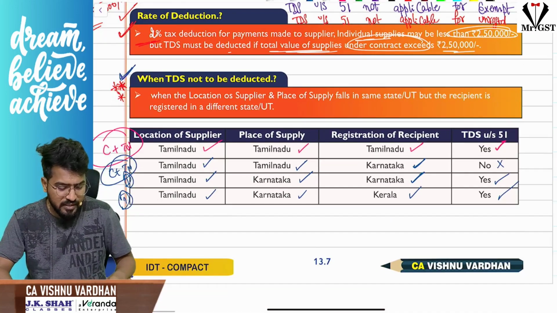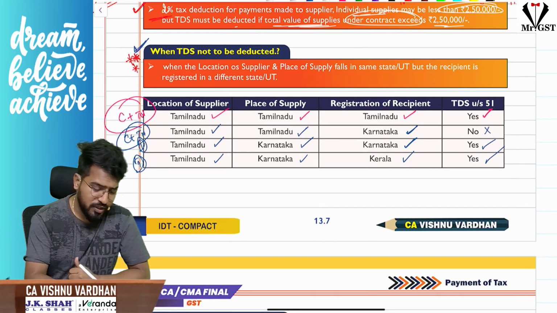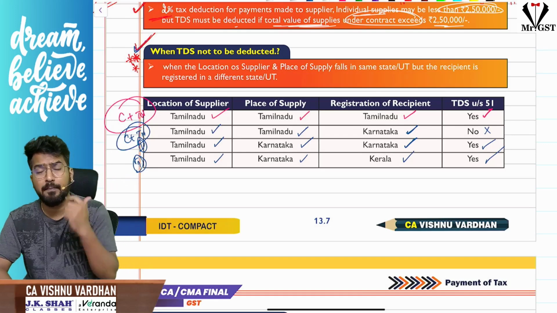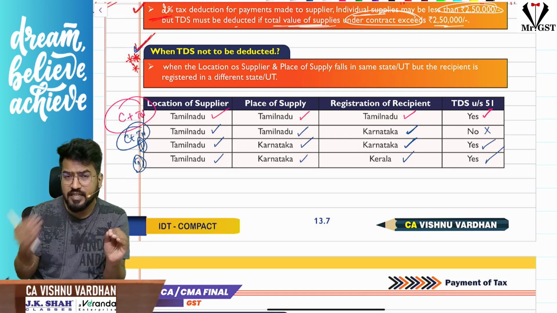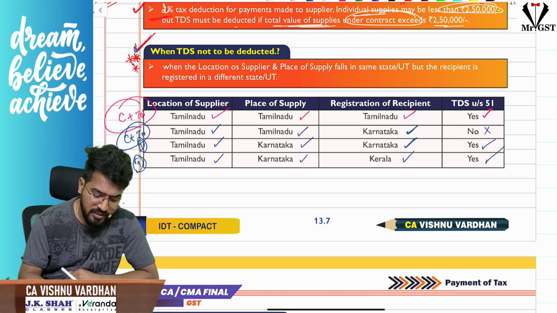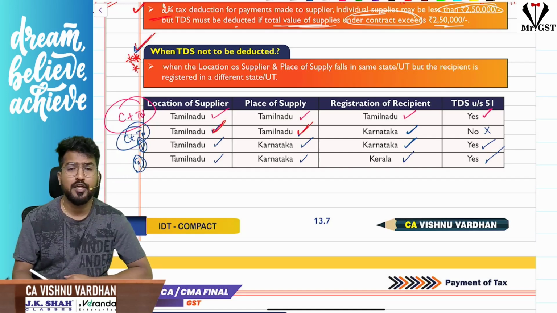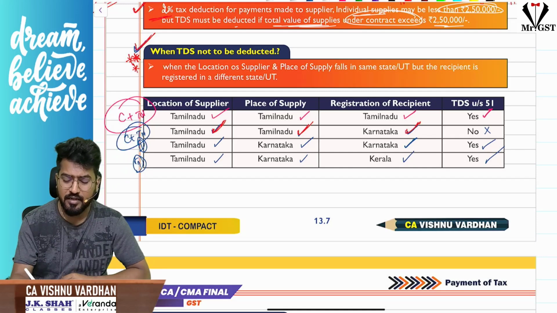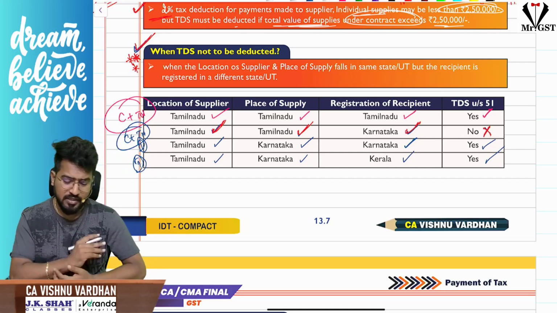Not only that, sir, TDS provisions will not come into picture when the location of the supplier and place of supply are both in the same state, but the recipient is registered in a different state. In such a case, TDS provisions are not applicable. As in the example I have given here, supplier and place of supply are in Tamil Nadu, but the recipient is registered in Karnataka. TDS provisions are not applicable. That is the concept.